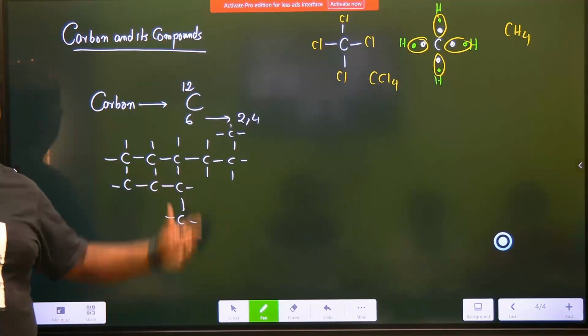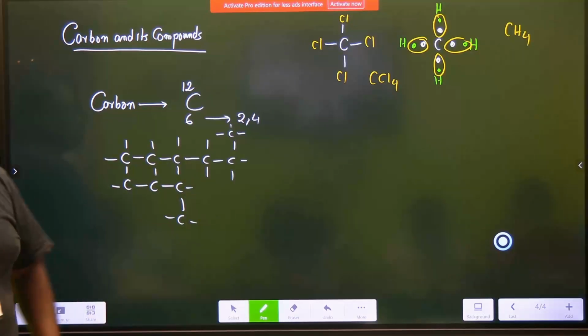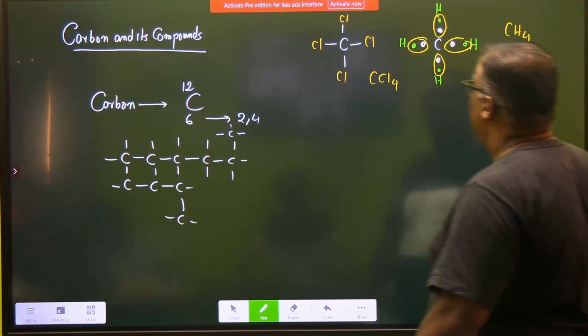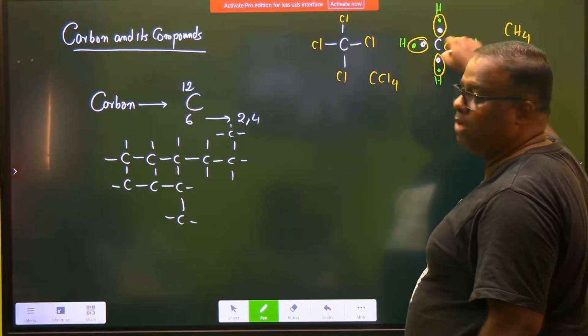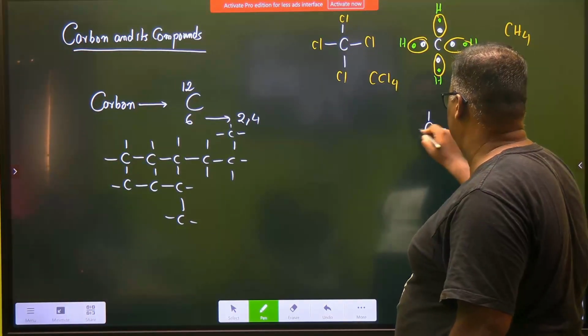Sir, how much can you make? As long as you want. Sir, let's make a compound. Let's make a compound. So interesting. We made a compound with 1 carbon plugging with hydrogen. Sir, let's change the compound. Let's take 2 carbons.